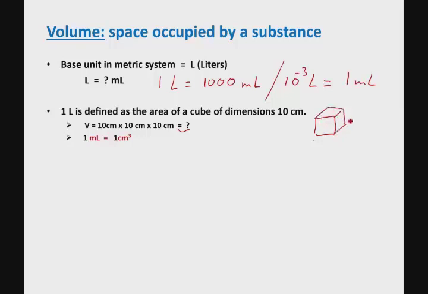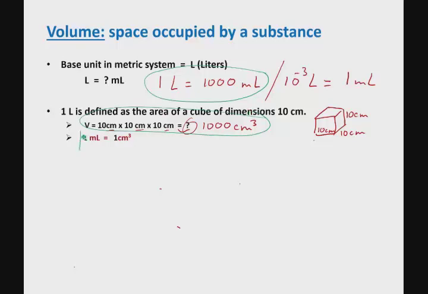Now 1 liter is defined as the volume of a cube which has sides equal to 10 centimeters each. So if you have a cube whose sides are 10 centimeters each, what would be its volume? Yes, that would be 1000 centimeter cube, because you're multiplying centimeter, centimeter, and centimeter, it gives you centimeter cube. Now if 1 liter is 1000 mLs, and 1 liter is also equal to 1000 centimeter cube, then 1 ml is equal to 1 centimeter cube.